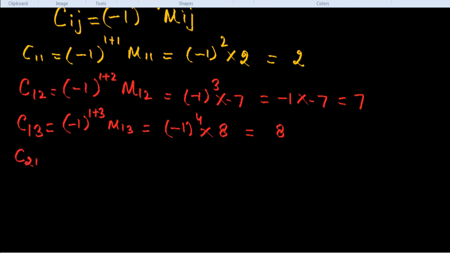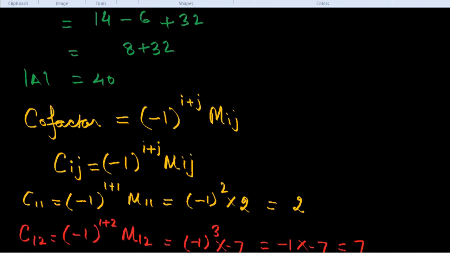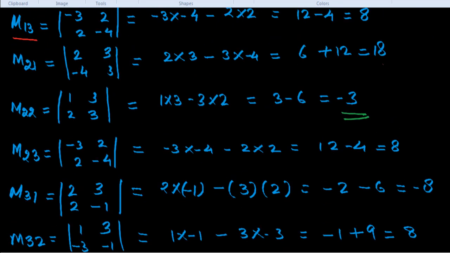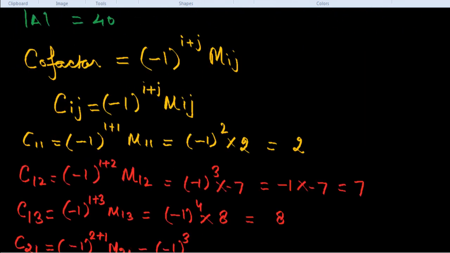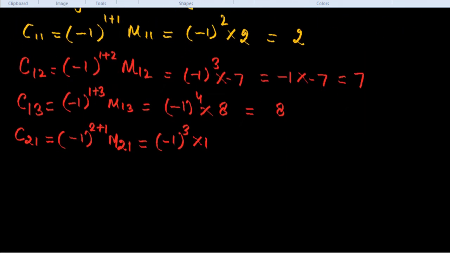C21, the cofactor 2, 1, we have to get minus 1 to the power 2 plus 1 and M21. So we have minus 1 to the power 3 and M21 we know already, M21 is 18. So we put here 18 now. So it is minus 1 because it is odd power, into 18. So we get here minus 18.